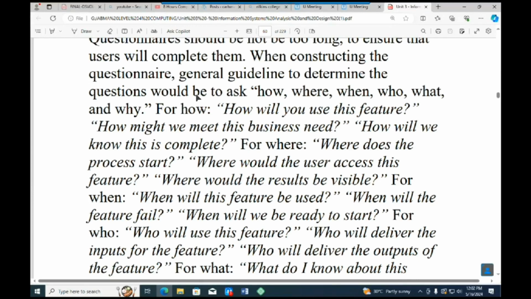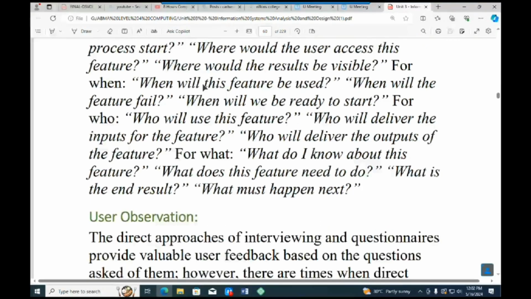Now there can be questions for who. For example, who will use this feature? Or who will deliver the inputs for the feature? Or who will deliver the outputs of the feature? There can also be questions that ask what. Examples include, what do I know about this feature? What does this feature need to do? What is the end result? Or what must happen next?